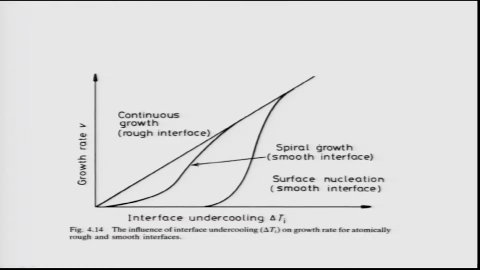the growth rate, and all this growth rate will be a function of undercooling. I am not doing the whole mathematics here; it is there in the book, or you can consider each of these cases. I have done it for continuous growth, and I have shown you this is directly proportional to delta T.